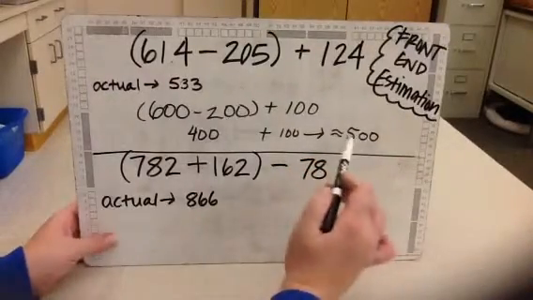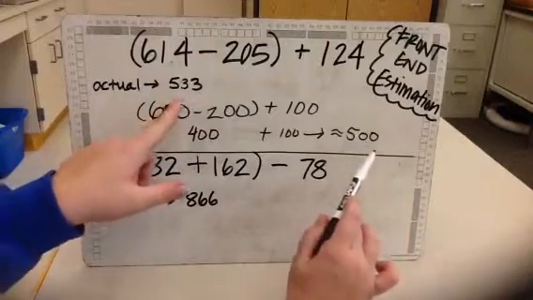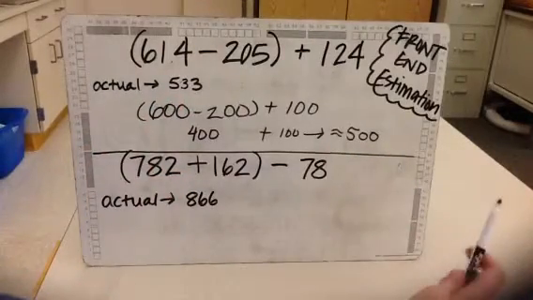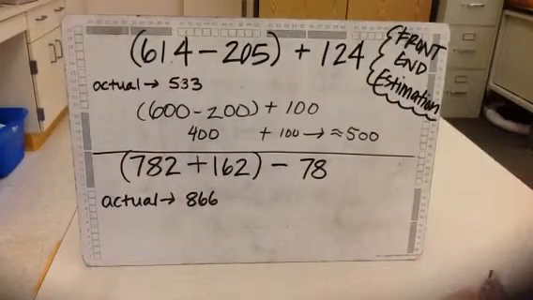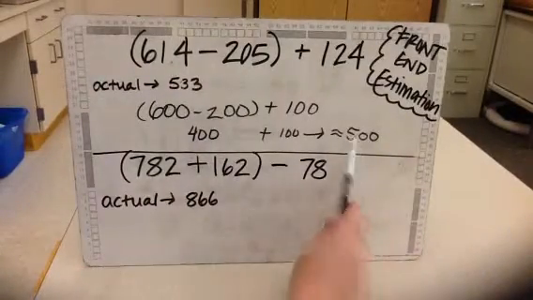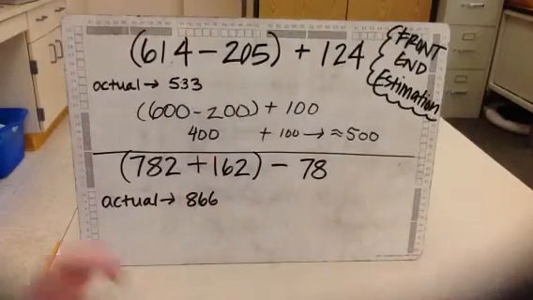So when I compare my estimate to my actual, they're pretty close, even though you might think, wow, 33 is a lot different. When you're talking about in the hundreds place, 33 isn't off by that much. So that is a pretty reasonable estimate.